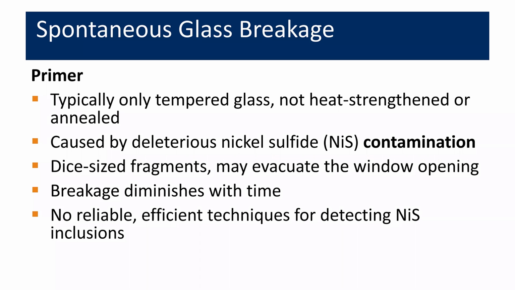And currently, there's no reliable or efficient techniques for detecting these contaminations either in the plant, in the float plant, or on the side of the building. So you can't reasonably predict when and where future glass breakage will occur. However, with a significant database of past breaks, you can use some distributions, for instance, a Weibull or log normal distribution, to try to predict the magnitude of future glass breaks.